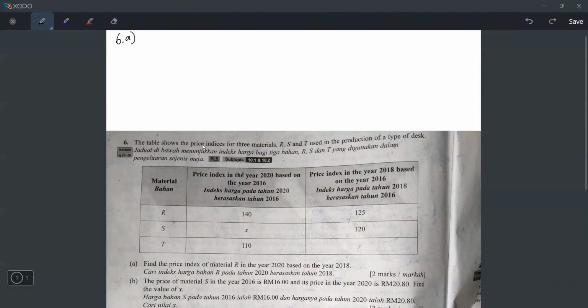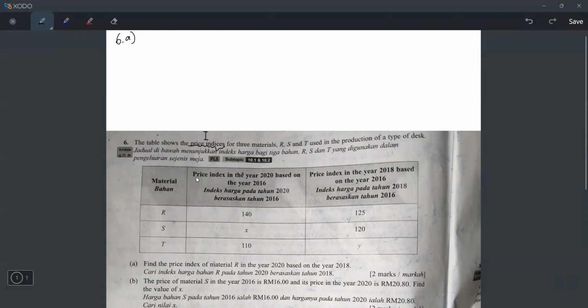The table shows the price indices. What's price indices? We use what symbol? We use I to represent price index, for 3 materials R, S and T used in the production of a type of desk. So you have material R, material S, material T. It means later if the question never mentioned any of these R, S, T, I have to take the average, like the composite index.